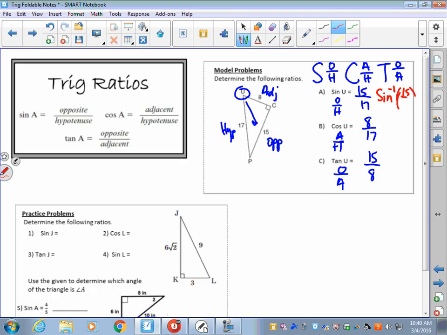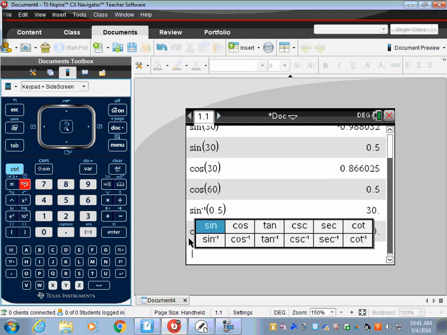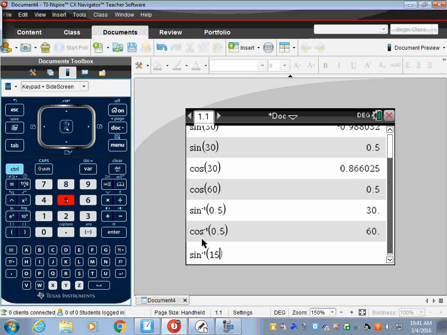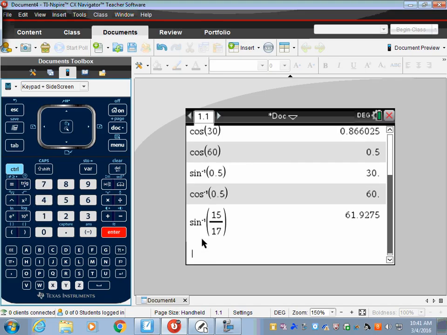This is for the degree of the angle. Angle U. Okay, so that's when I have to go into the calculator. It's 61.9. So when I go on my calculator, I'm doing 15 divided by 17, and then sine inverse.